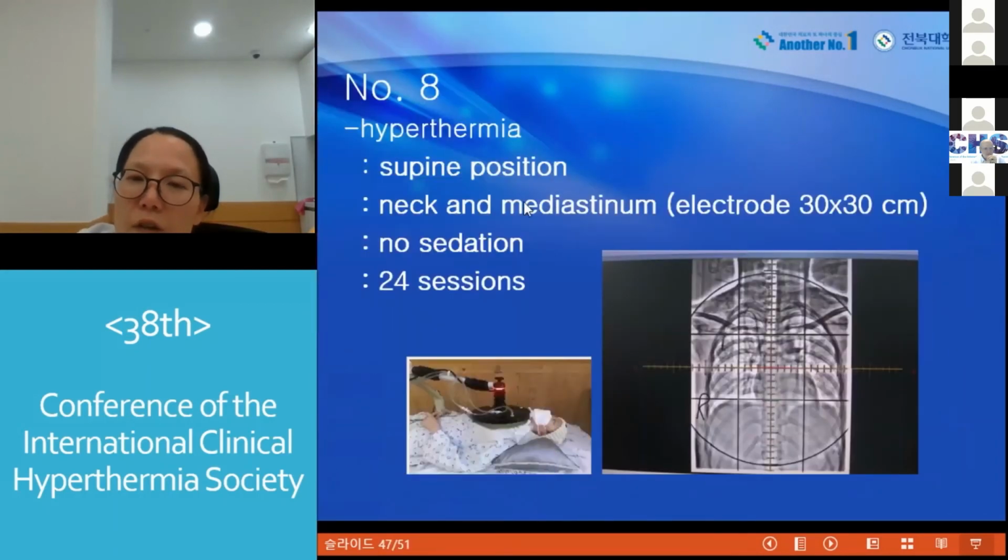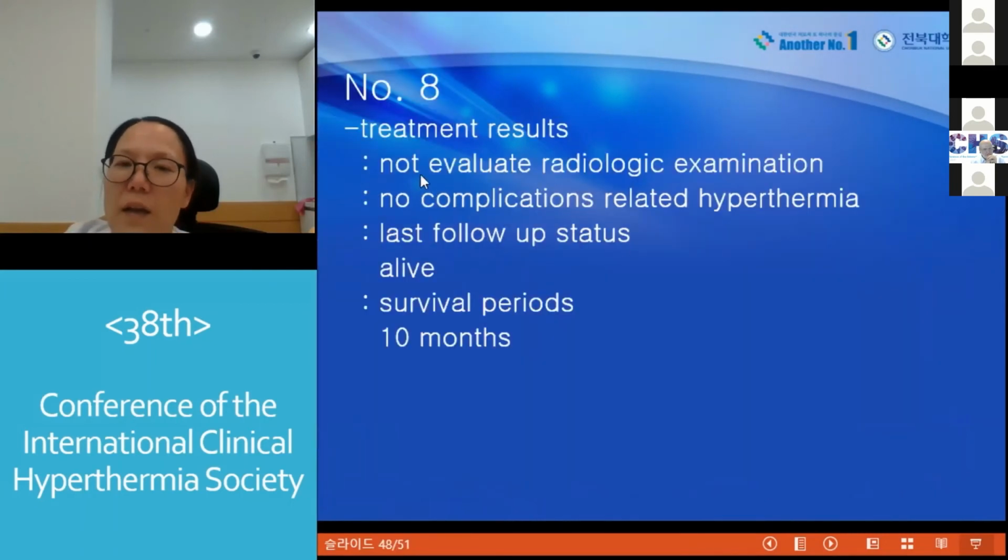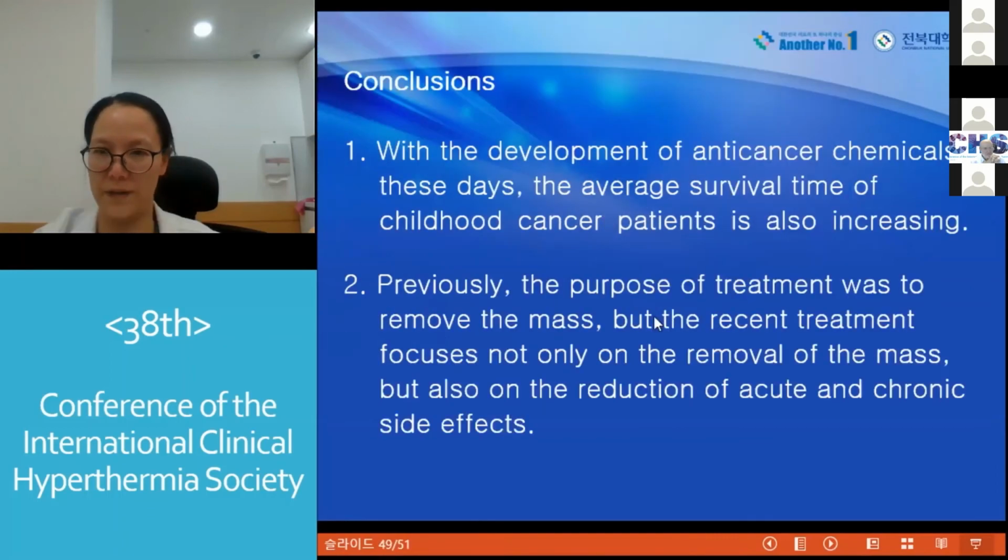Oncotherm was performed in the supine position at the neck and mediastinum. She had no sedation. Oncotherm was performed for 24 sessions. She has not had a radiology examination yet. She has no complications related to hyperthermia. Last follow-up status is alive. The survival period is 10 months.